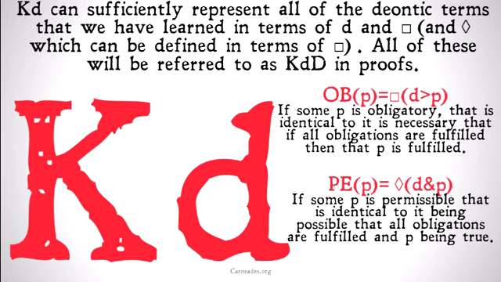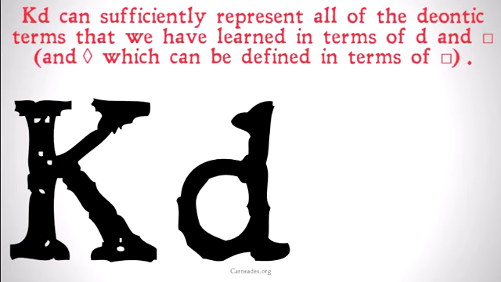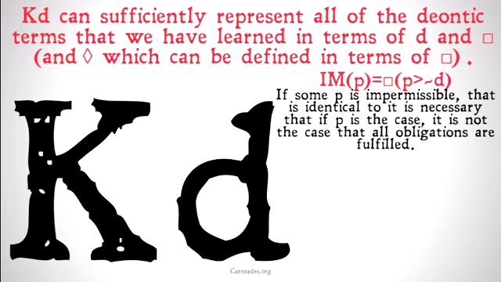Similarly, permissibility is going to be defined in terms of, if it's permissible that P, that's going to be identical to saying it's possible that all obligations are fulfilled, D and P is the case. So if some P is permissible, that's identical to it being possible that all obligations are fulfilled, and P is true. As we said, KD can sufficiently represent all of the deontic terms that we have learned in terms of D and necessary, and possibility, which is just defined in terms of necessary.